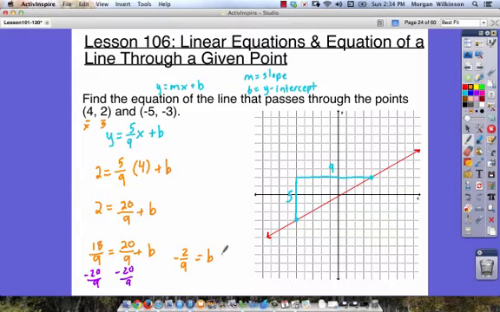Now it's tempting to circle this and call it your answer, but remember we're trying to find the equation of the line. So we need it in y = mx + b format. So we take our equation, y equals 5/9 x plus b, and we insert our b value of negative 2/9. So it will look like this: y equals 5/9 x minus 2/9.